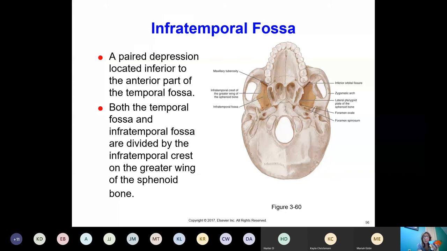Both the temporal fossa and the infratemporal fossa are divided by the infratemporal crest. I'm going to show you where that crest is. It's right here. But you don't need to know that for the test. I won't point to that, but just know that the crest divides the two fossae. A crest is kind of like a spiky fan shape kind of thing.